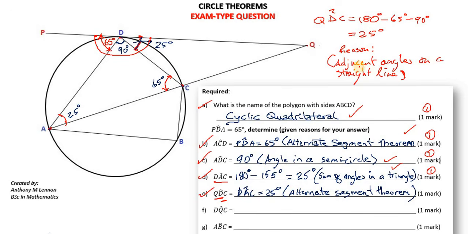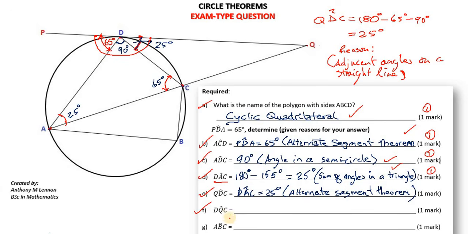So I can leave it like this: adjacent angles on a straight line. That's the reason why we add these two angles and subtract from 180. Remember, if you have two negatives, you add and keep the sign. So it's 180 minus 155, since minus 65 and minus 90 give minus 155. So 180 minus 155 will be 25 degrees.